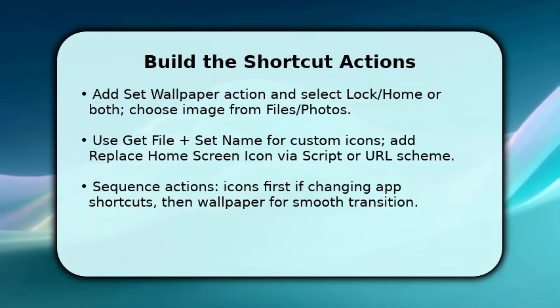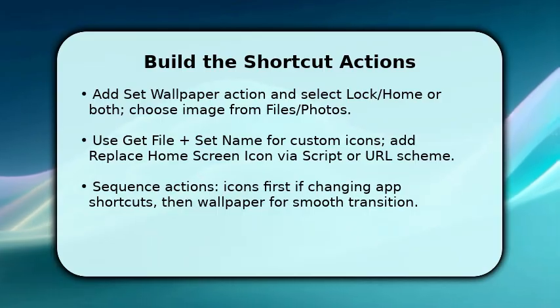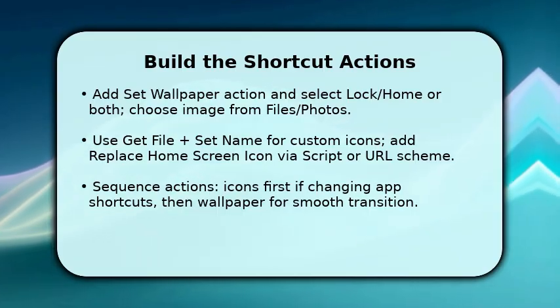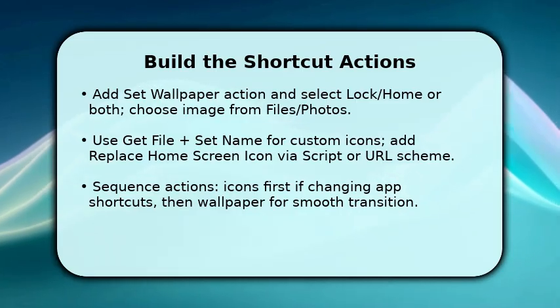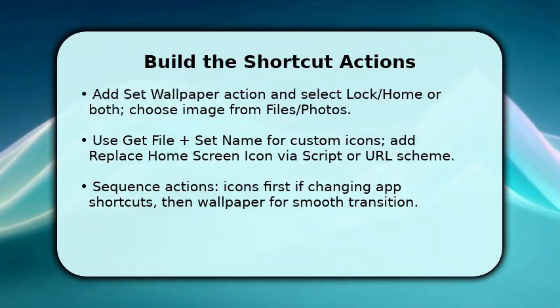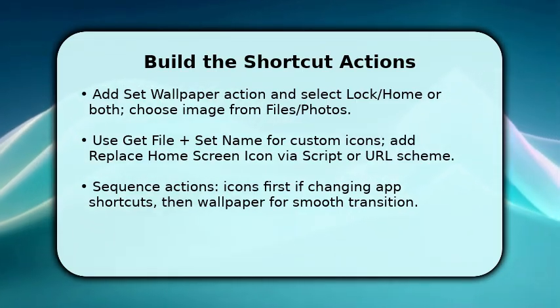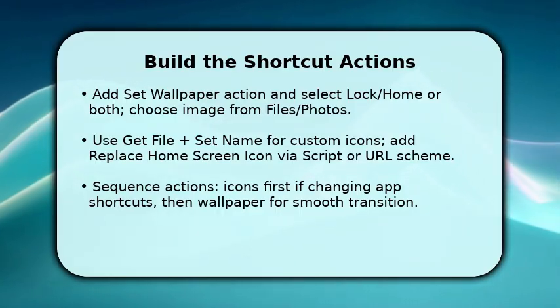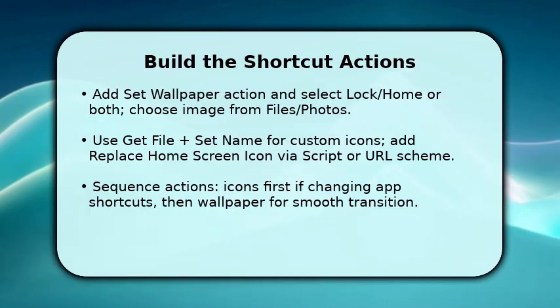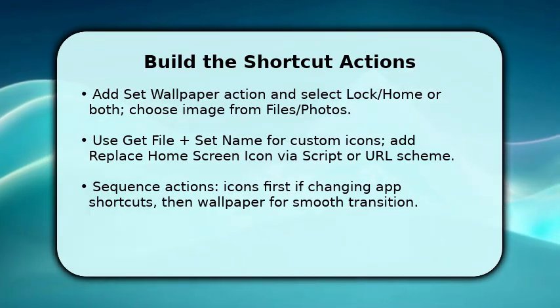Add a Set Wallpaper action, pick lock screen, home screen, or both, and point it to your saved image. If you're swapping app icons, use Get File or Get Photo, then run script or use URL schemes that install custom icons. Place those steps before wallpaper so the home layout updates cleanly. Once done, insert brief wait actions if needed to avoid race conditions.